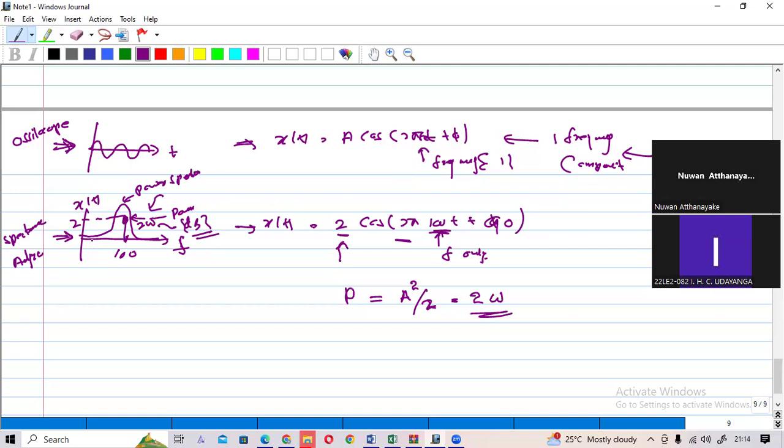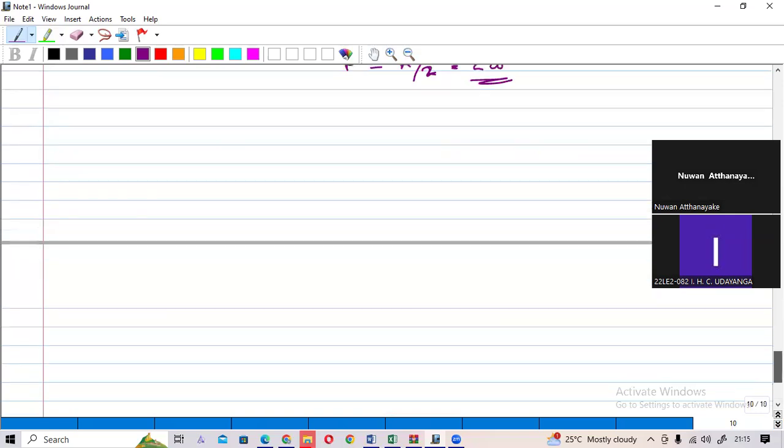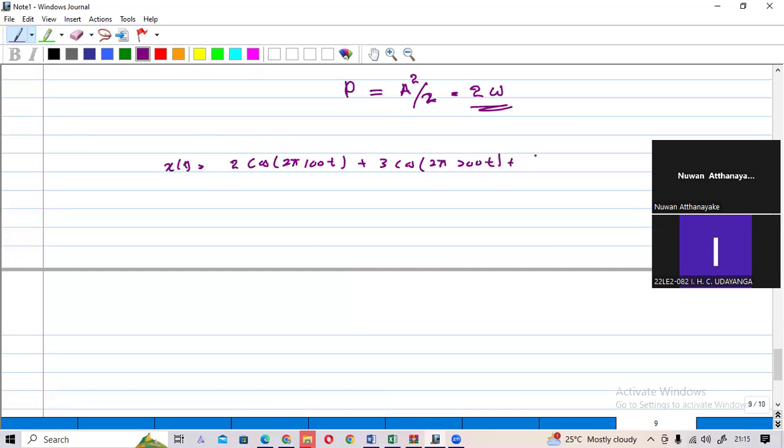You will see. Now, if I ask you this kind of question, if you are given this kind of signal, 2 cos 2500t plus 3 cos 200t plus 5. This kind of signal, if I send this kind of signal, okay?